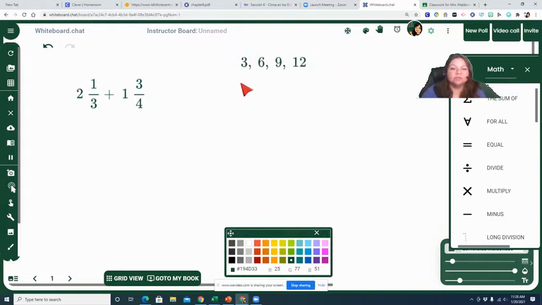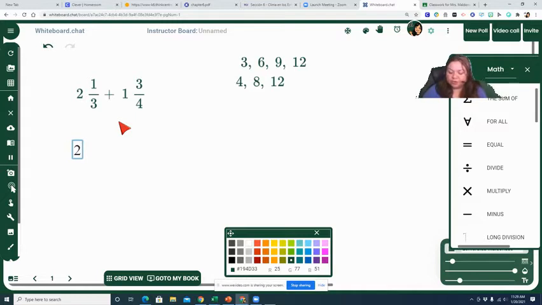And now I'm going to write the multiples of 4. So that would be 4, 8, and 12. So I already see here that I have a common multiple, which is 12, because I can see 12 on both the multiples of 3 and the multiples of 4. So I'm going to use 12. I'm going to go ahead and rewrite my fractions.